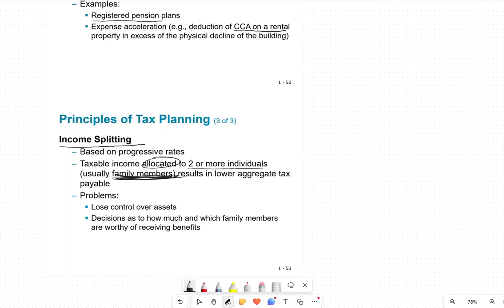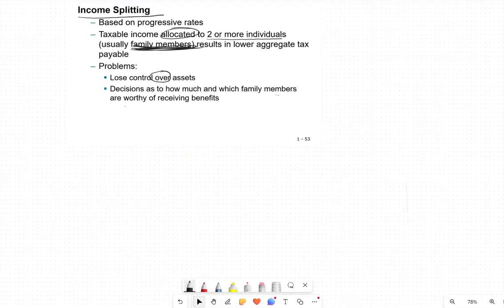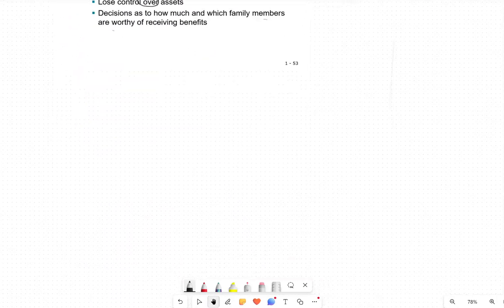Why don't we want to split our income with our spouse or other family members? Because you will lose control over the asset. That's the first thing. Split income also raises the decision as to how much, or which family member is worthy of receiving this benefit. Sometimes this creates friction in the family, and then it creates a problem. Like I say, we have to treat everybody the same. If you give split income, you give them part of your assets, you lose the control and also create a problem. So this was my last slide.